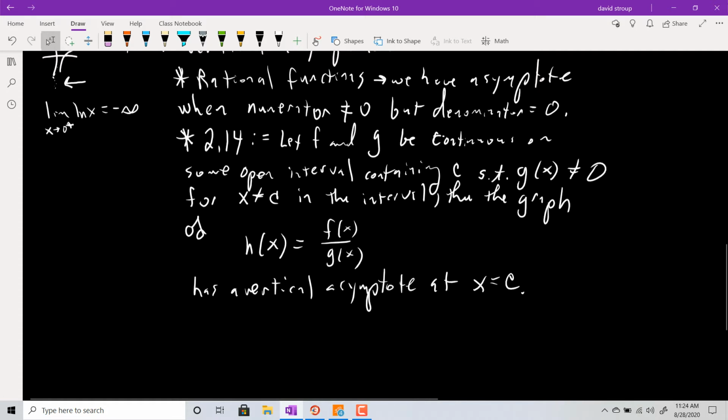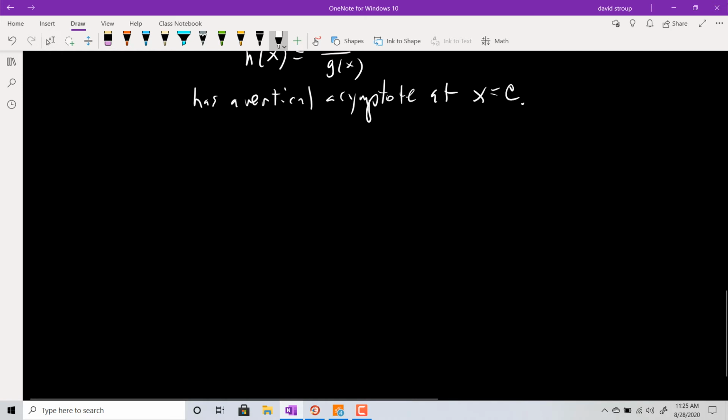Okay, anyways, they'll probably throw some vertical asymptote problems at you. I'm not sure if they do in the homework, but it seems like they did. So find any vertical asymptotes, basically.